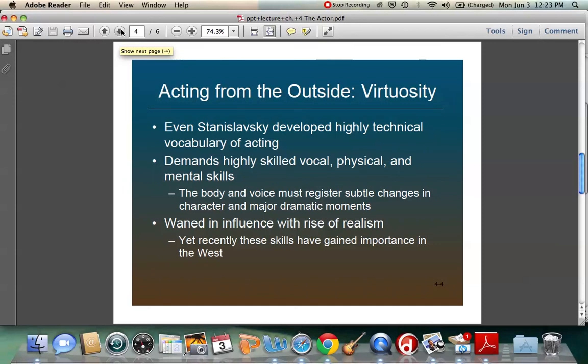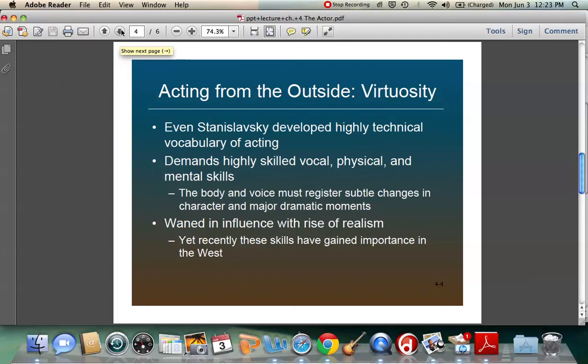Even Stanislavski developed a highly technical vocabulary of acting, particularly later in his life. It demands highly skilled vocal, physical, and mental skills. The body and the voice must register subtle changes in character and major dramatic moments. This actually waned in influence with the rise of realism, but recently these skills have gained importance in the West. So we're kind of going back and forth.